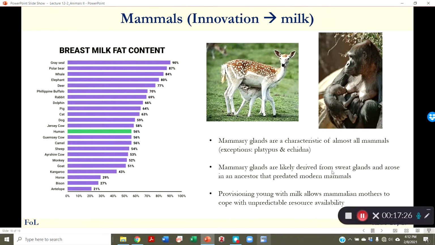when resources are unpredictable. And this figure here is how much fat is in different organisms' breast milk. And you can see that humans are kind of right smack dab in the middle. So there are some, like whales and elephants, that have quite a bit more fat, and there are some like bison and antelope that have less.